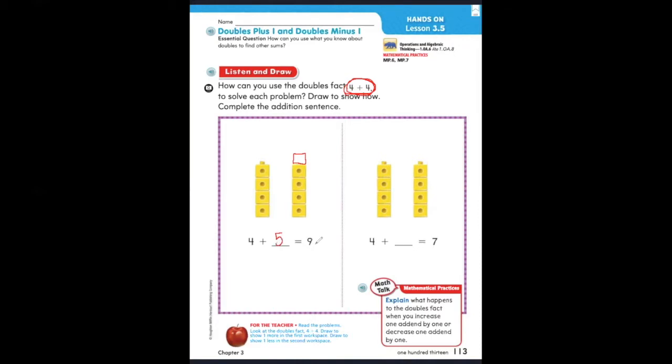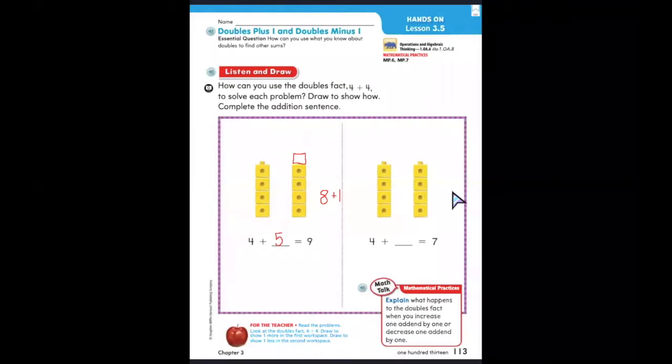How do we know the sum for 4 plus 5 without adding? Well, the doubles fact is 4 plus 4, which equals 8. So the sum for 4 plus 5 equals 8 plus 1, which equals 9. That's how we can check our answer for 4 plus 5. Now let's take a look at the second problem.